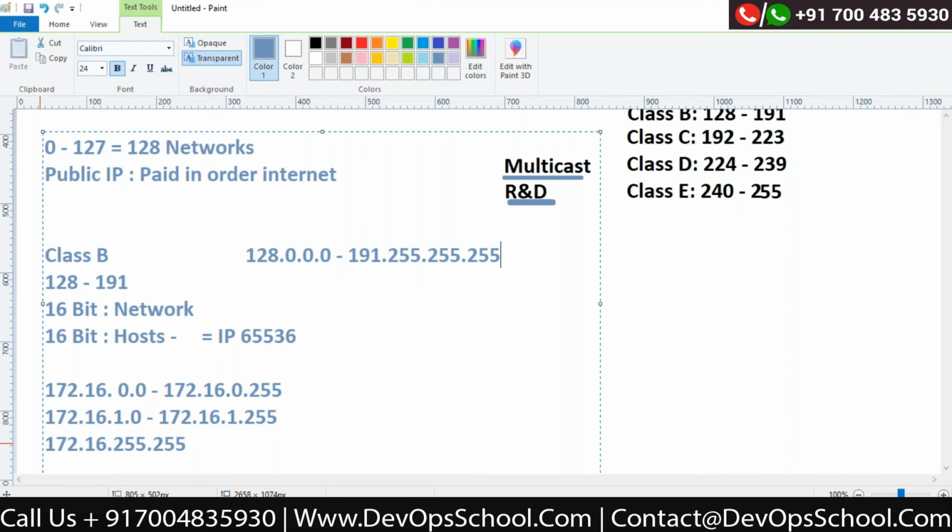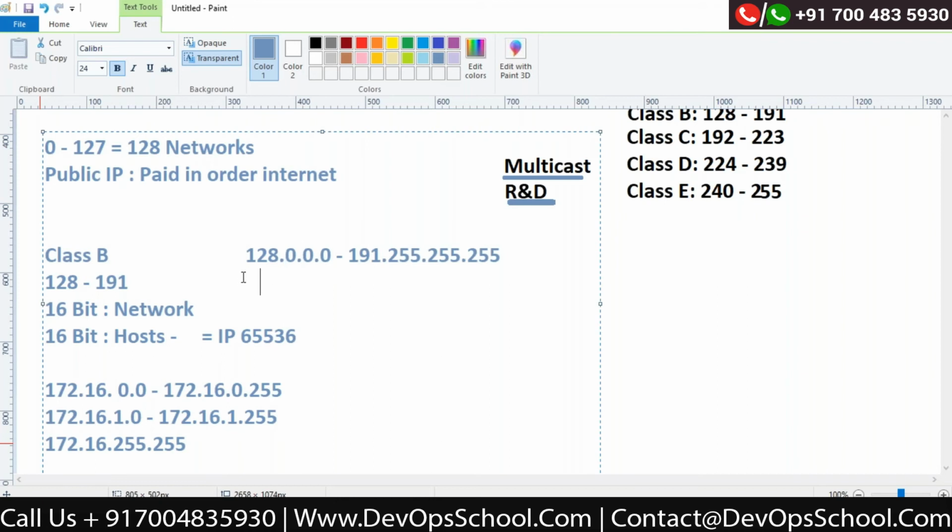So you can see how many networks I'm getting. It's a huge number. Now this is the network side. The host side would be changed. So if I change this number, the network is different. If I change the second number, that network is completely different.